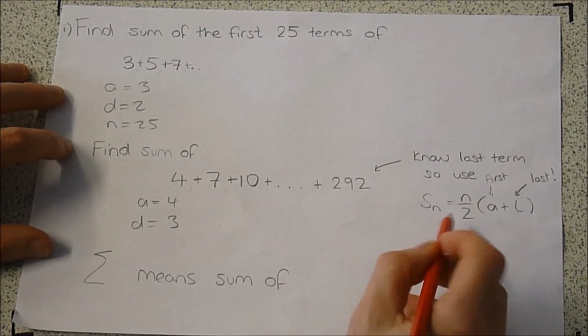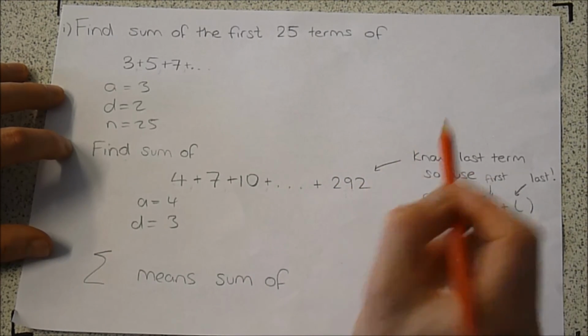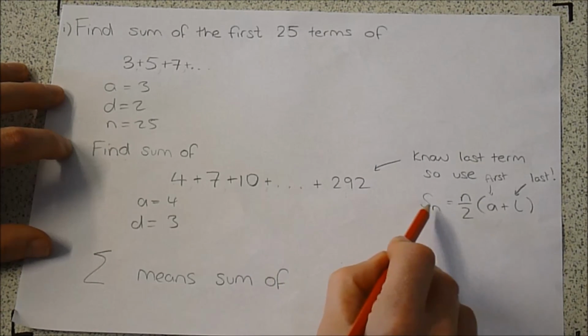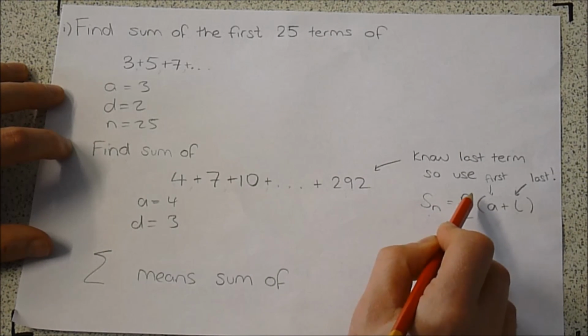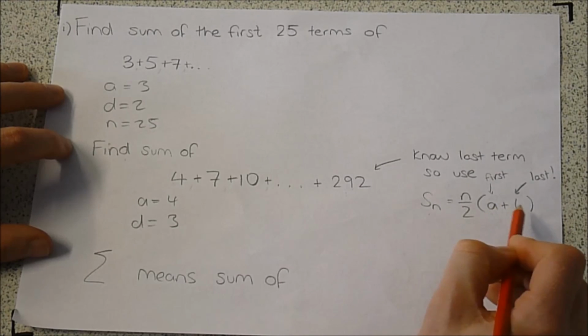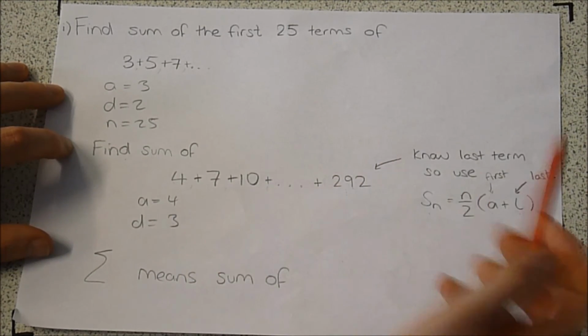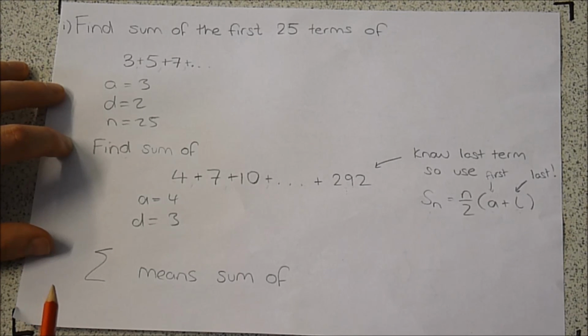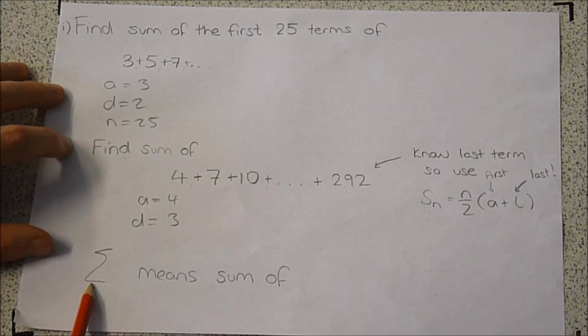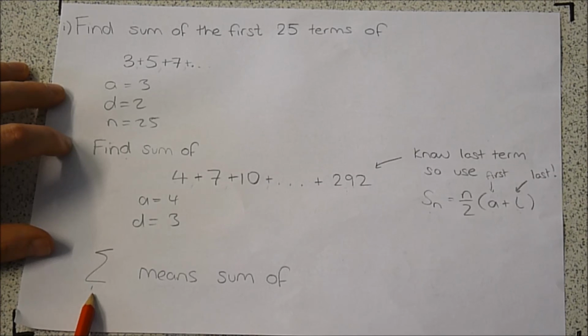But there's an alternative formula we can use instead, that you must remember, you're not given this. Sn is equal to n over 2 times the first plus the last. So in this one, we could just put those in and get the answer. Okay. One last thing. Remember, sigma, capital sigma, means sum of.